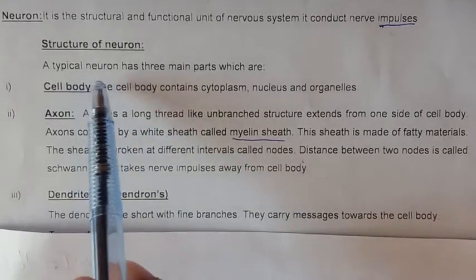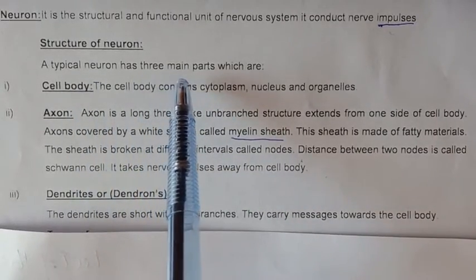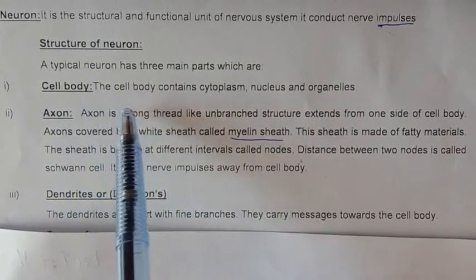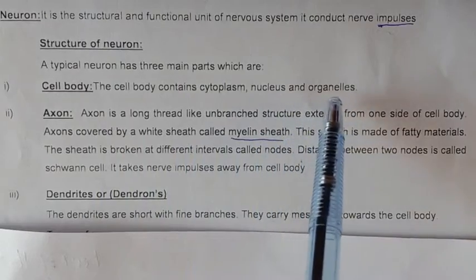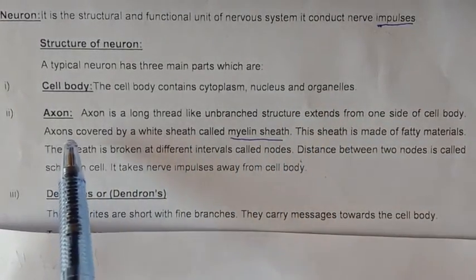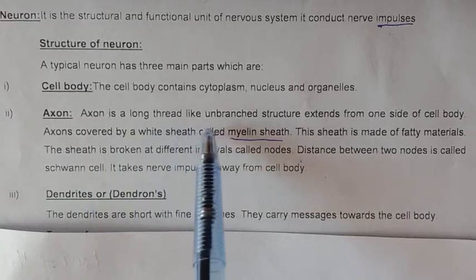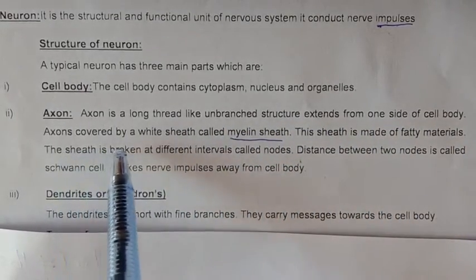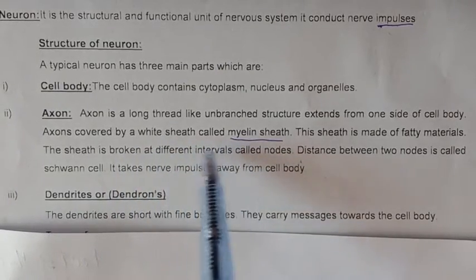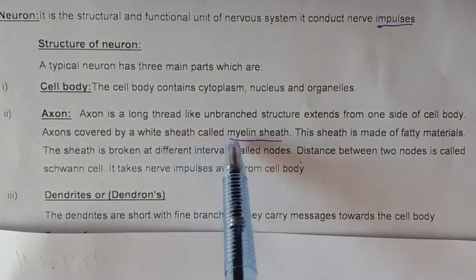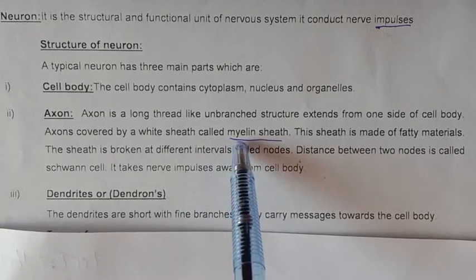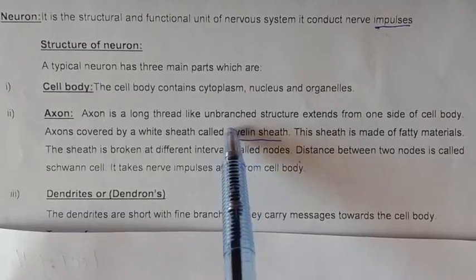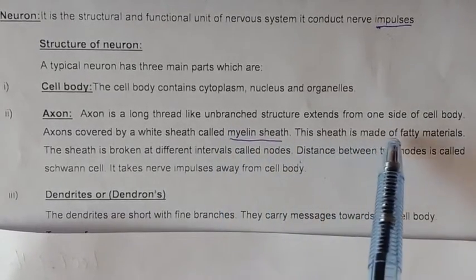So now, the structure of a typical neuron. Neuron has three main parts. First, the cell body. The cell body contains cytoplasm, nucleus, and organelles. Axon is a long thread-like unbranched structure extending from one side of the cell body. Axon is covered by a white sheath called myelin sheath. The covering sheath is made of fatty material. Myelin means fatty material.